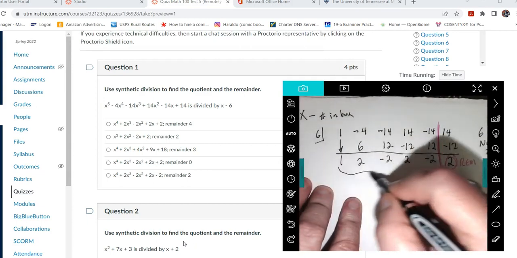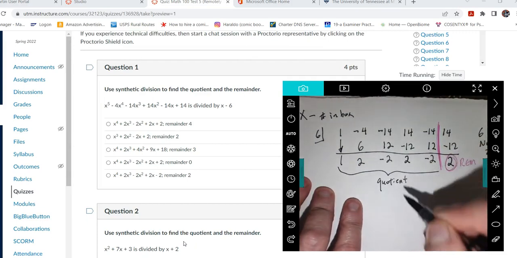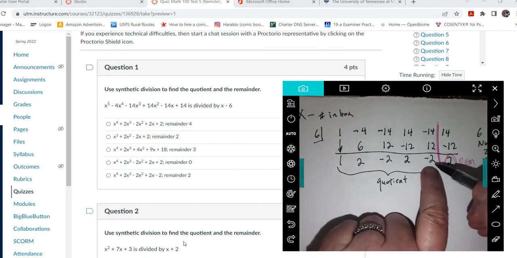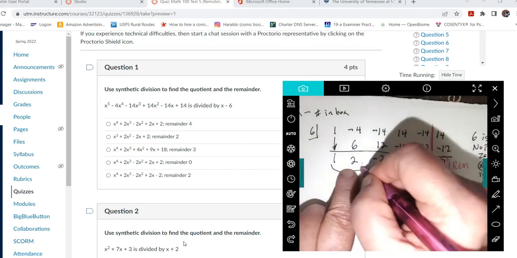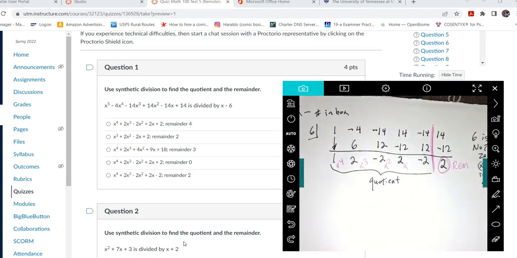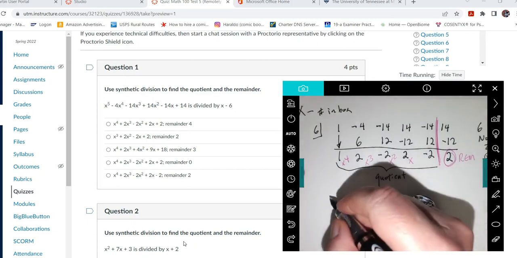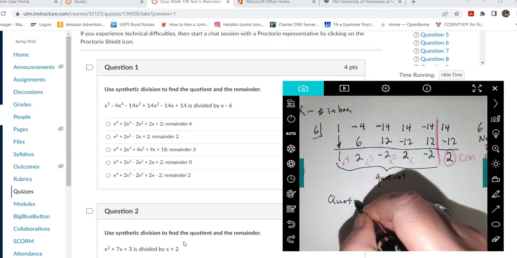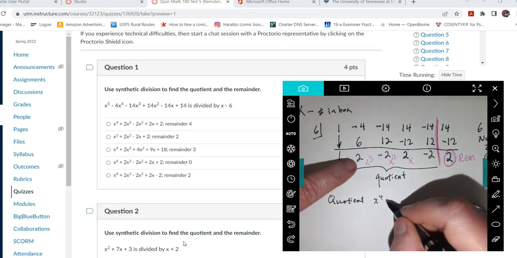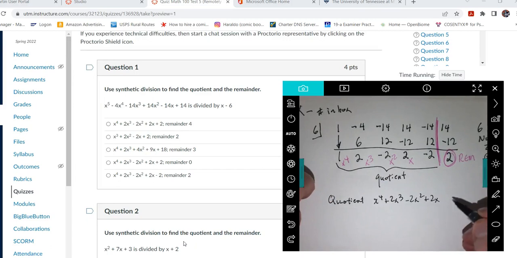This is the remainder. These are the coefficients of my quotient. And so I'm going to start here. That's my constant. Then I have my coefficient for x, x squared, x cubed, and x to the 4th. So my quotient is x to the 4th plus 2x cubed minus 2x squared plus 2x minus 2, and my remainder is 2.